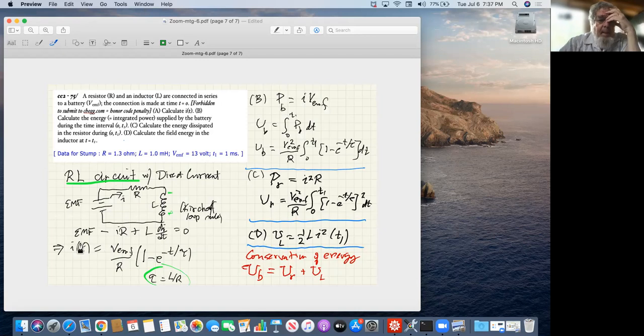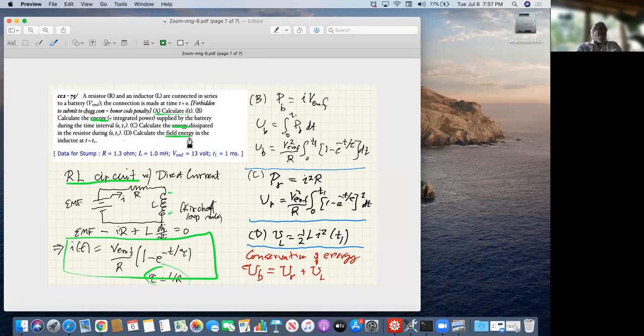All right, so this is the solution for the current as a function of time. Now, the problem: part A says calculate the current as a function of time. That's given in the book. You're not asked to solve that. You're supposed to answer about energy. So what's the energy supplied by the battery? What's the energy dissipated in the resistor? And what's the field energy stored up in the inductor?